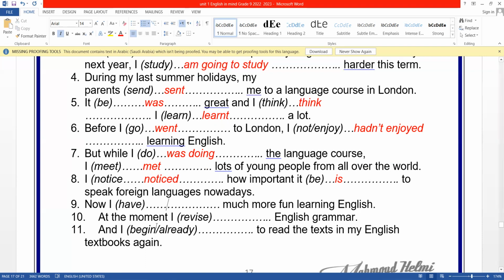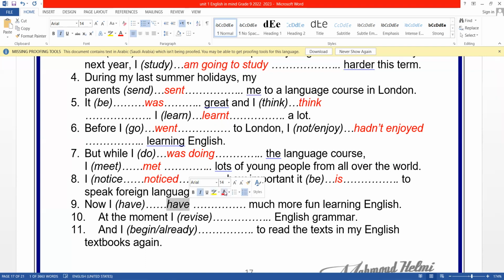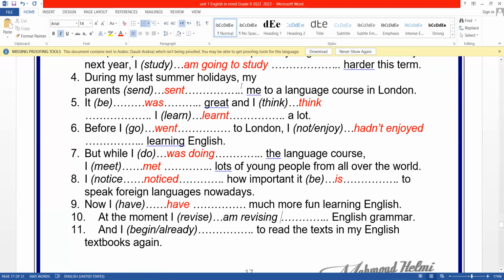Now I have. You put it in the present simple. Now I have much. Number 10, at the moment is one of the keywords of the present continuous. So I am revising English grammar.